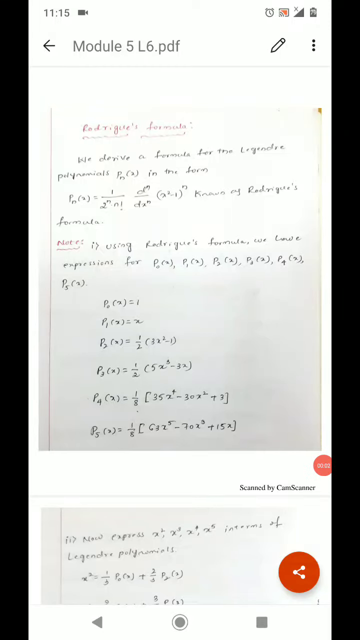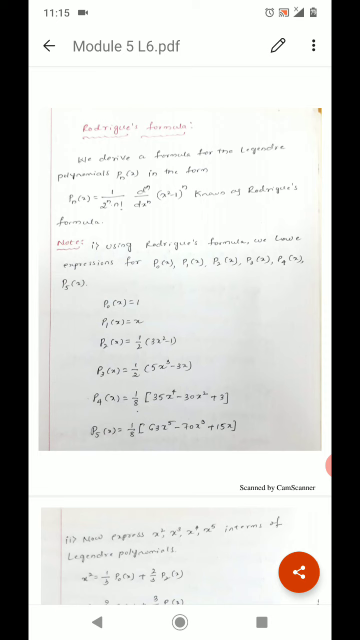Now we have a standard form of Rodrigues formula for the Legendre polynomials Pn of x, which is in the form Pn of x equal to 1 divided by 2 power n into n factorial, d power n divided by dx power n of (x square minus 1) to the power n.